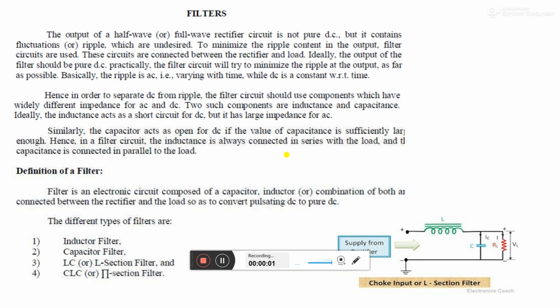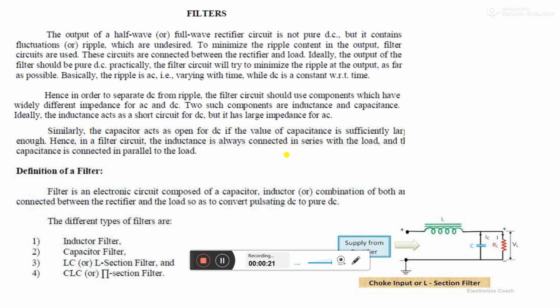Hello class, in this video lecture we are going to learn about filters. Before filters, let me remind you, we are studying the power supply. The first section of a power supply is a rectifier. Rectifiers are electronic circuits which convert AC into DC.